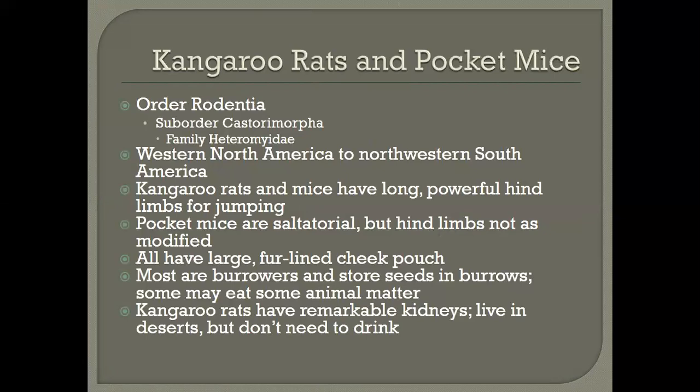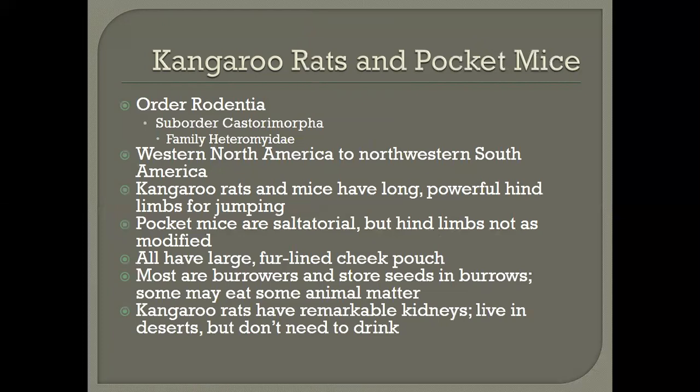Kangaroo rats and pocket mice are found in Western North America and through South or Northwestern South America. The kangaroo rats have long, powerful hind limbs. They do a lot of jumping. Your pocket mice are not as modified. They have cheek pouches, which we also see in our gerbil and our hamster groups, along with some other groups. Chipmunks have them as well.